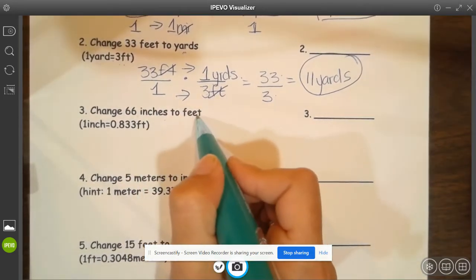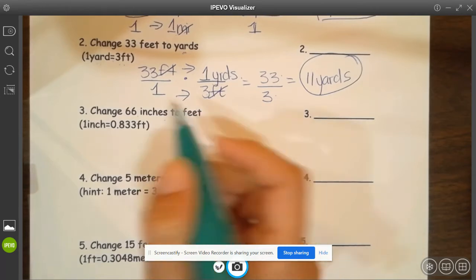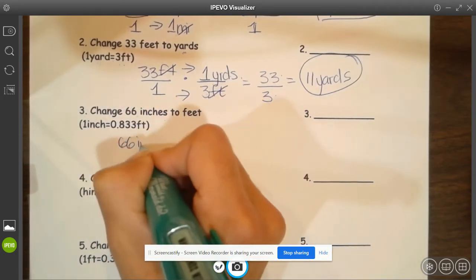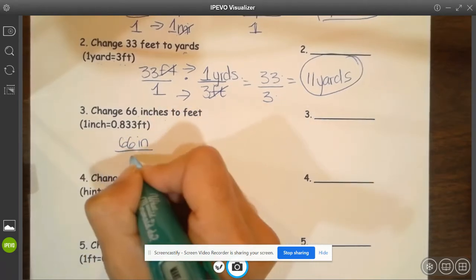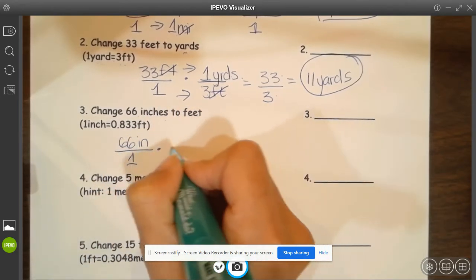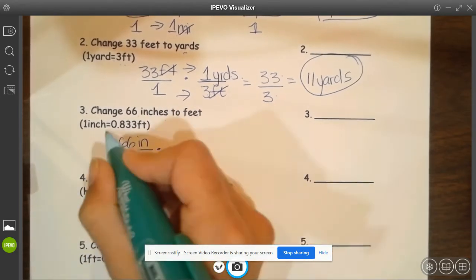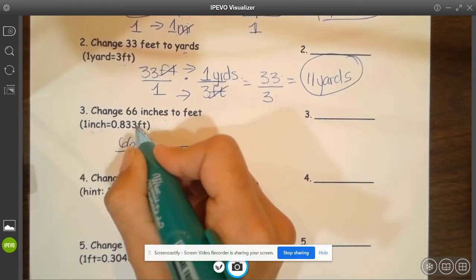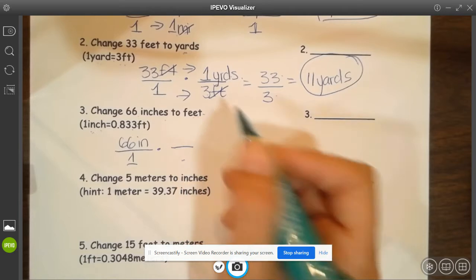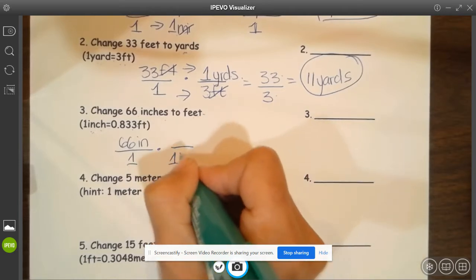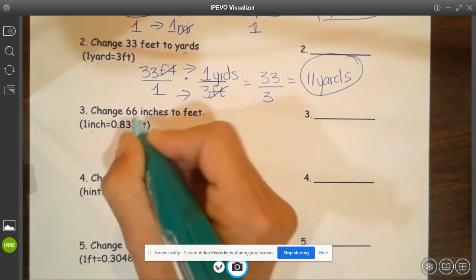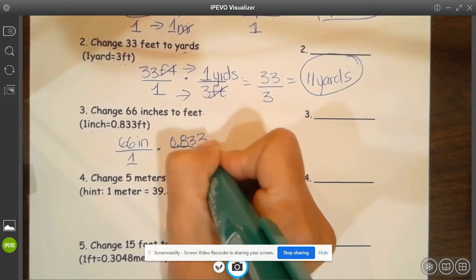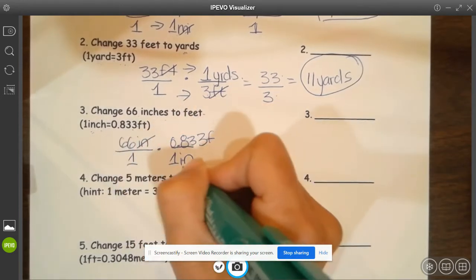66 inches, I'm going to change it to feet. So then I have 66 inches over 1 times, and then I'm going to put inches on the bottom. So this information, I'm going to put it on the bottom so I can have my answer in feet because that's what they're asking me to do. So 1 inch equals 0.833 feet. And then my inches cancel.